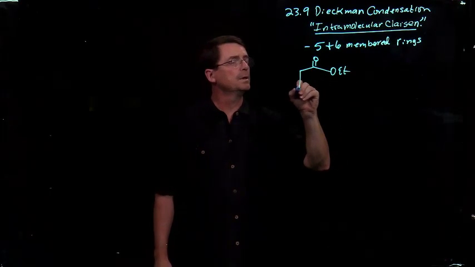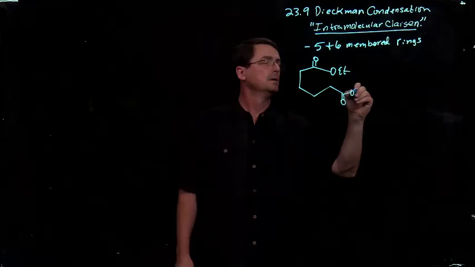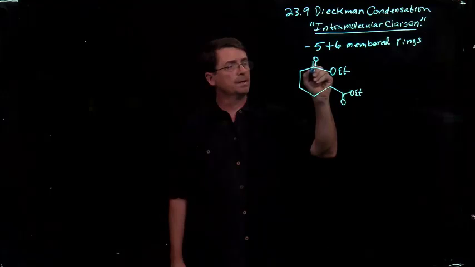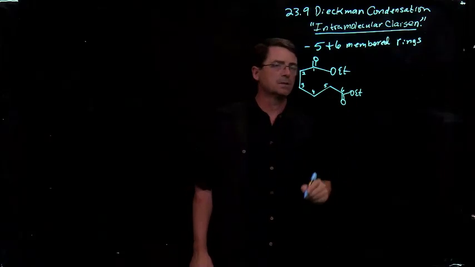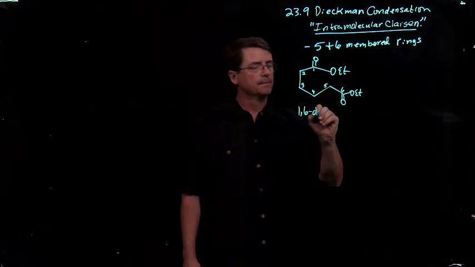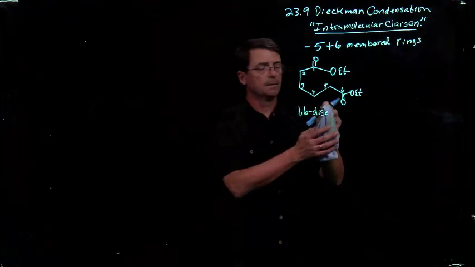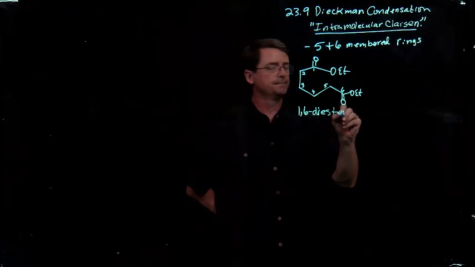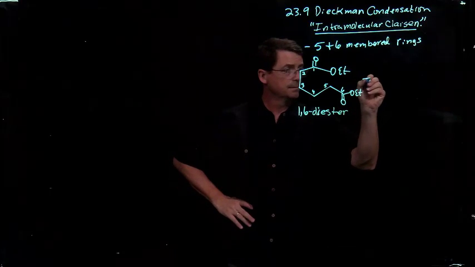There's 2, 3, 4, 5. So we can make 5 and 6 membered rings. So we have 1, 2, 3, 4, 5, 6. A 1,6 diester. Then we can do a Dieckmann condensation.